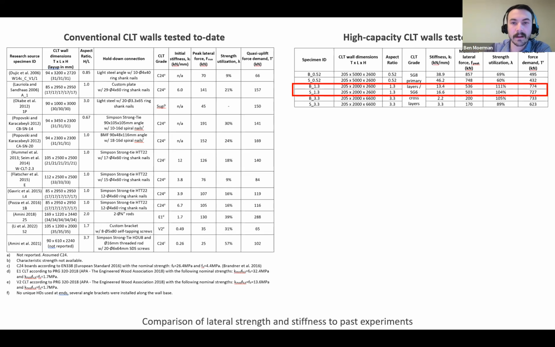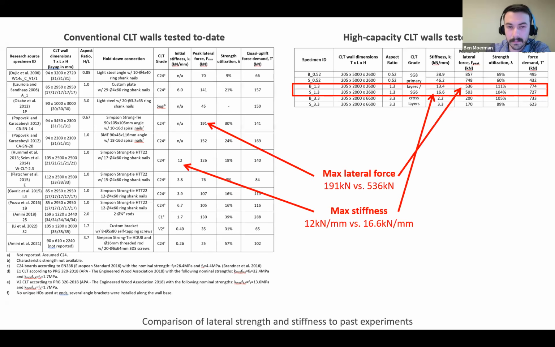We can compare two of the walls from the ones that we tested at Canterbury with similar aspect ratios, because most of the heights were between 2 and 3 meters in previous tests. What we can see is the max lateral force was basically 190 kilonewtons versus 540 in our tests. The stiffness was also a bit greater in our tests. And you can see here our strength utilizations. Particularly in the latter 4 tests, we were pushing up around 100% or even over for some of them.